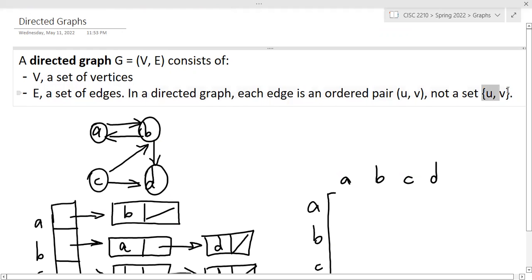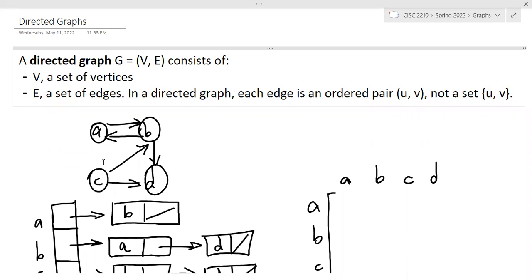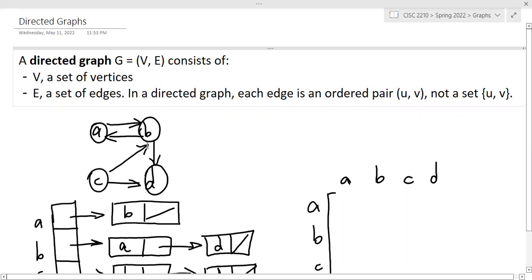So what's the difference? Well, in a set, the order doesn't matter. In a pair, the order matters, right? It's an ordered pair. The idea is that it represents arrows, directional connections from vertex to vertex, as opposed to just two-way streets. For example, there's an arrow from C to B, so you'd have a pair (C, B).